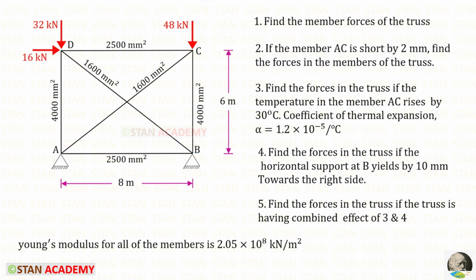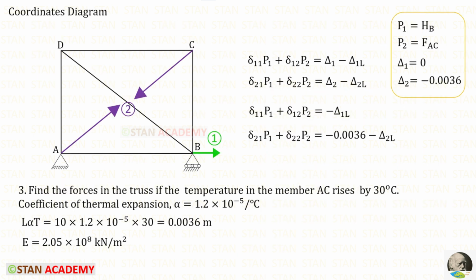Now let us do the third question. Find the forces in the truss if the temperature in the member AC rises by 30 degrees Celsius. The coefficient of thermal expansion is given. In the member AC, the temperature rises by 30 degrees Celsius, so there will be some expansion of the member. This is the formula to find the expansion: length into alpha into T. Length of member AC is 10 meter. Thermal expansion is given. We can apply that. And the temperature is 30. We can apply that also.